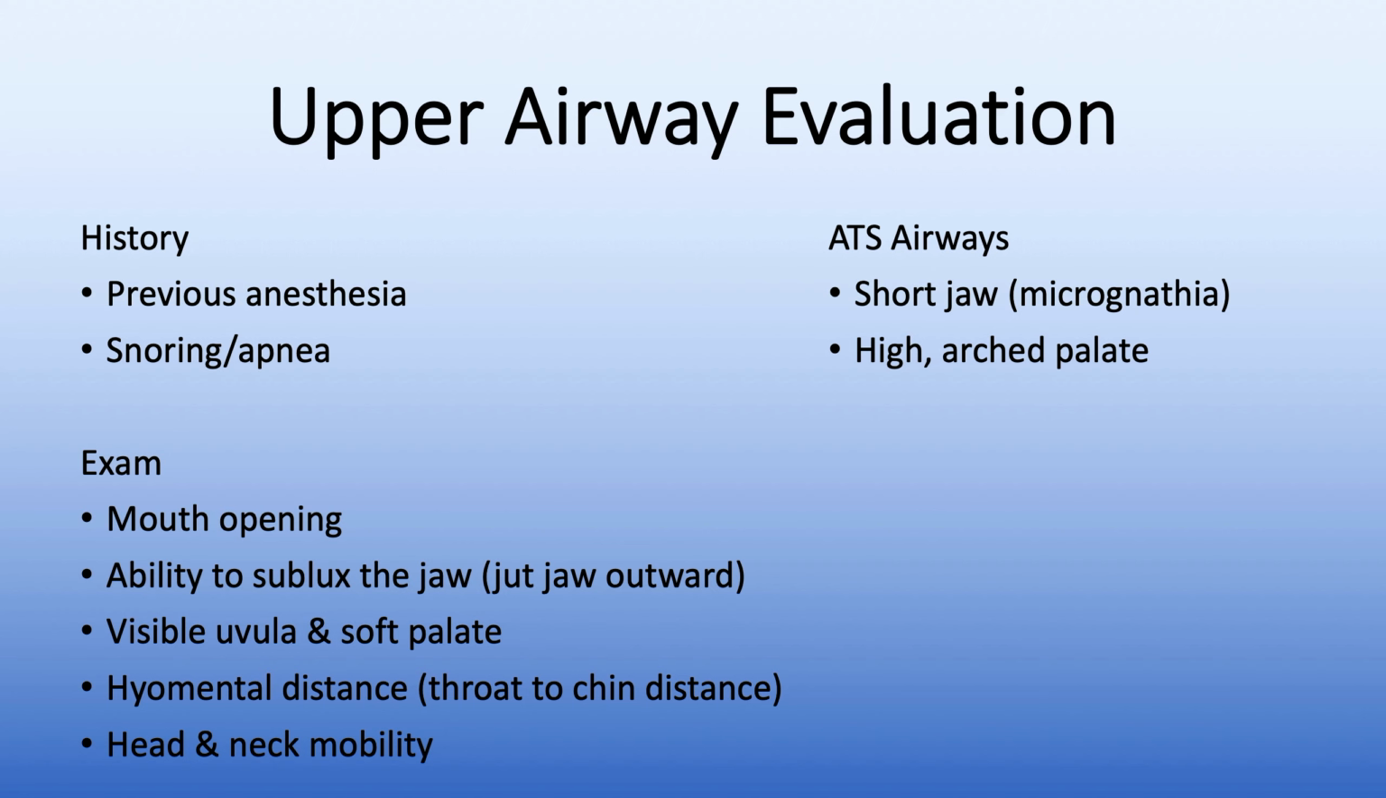We also pay close attention to some of the things that are associated with ATS, such as a short jaw, also known as micrognathia, and a high arched palate. Both of these things make the space within the mouth very small. In addition, the mouth opening could be small by itself.